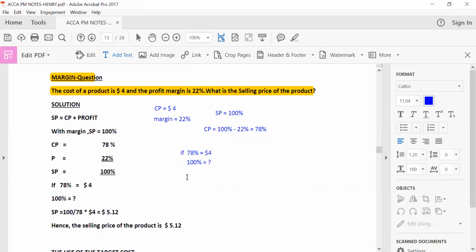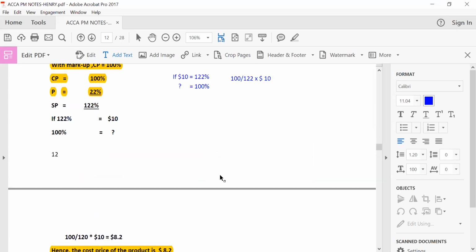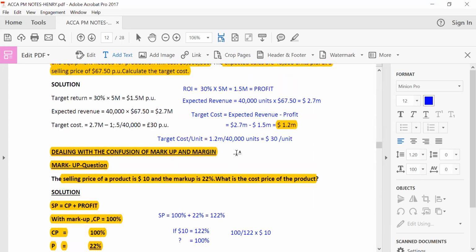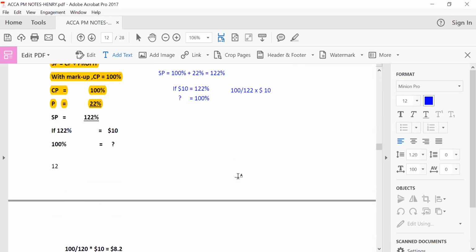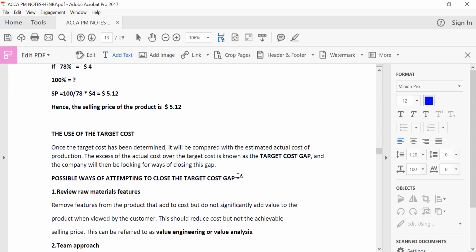So we need to ensure that we're in good shape. So 100 divided by 78 times my $4, and whatever be the case, my selling price should be greater than my cost price. So you end up getting it to be 5.12. That's it. So be very mindful of the key tricks over here. Markup, cost price is 100%. Margin, selling price is 100%, right?